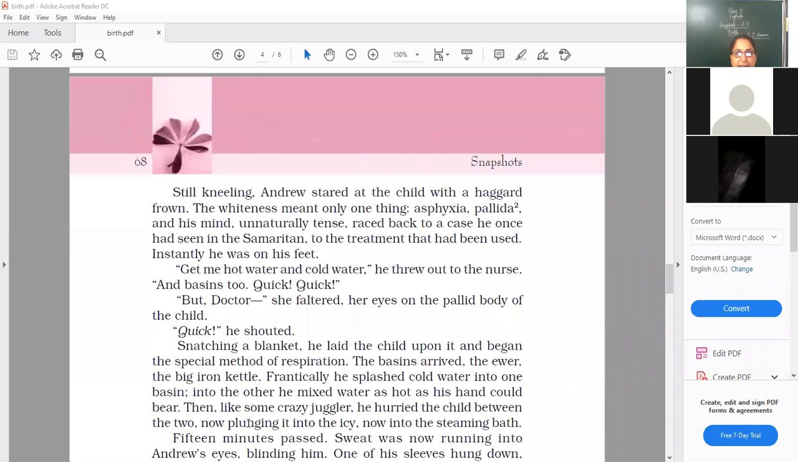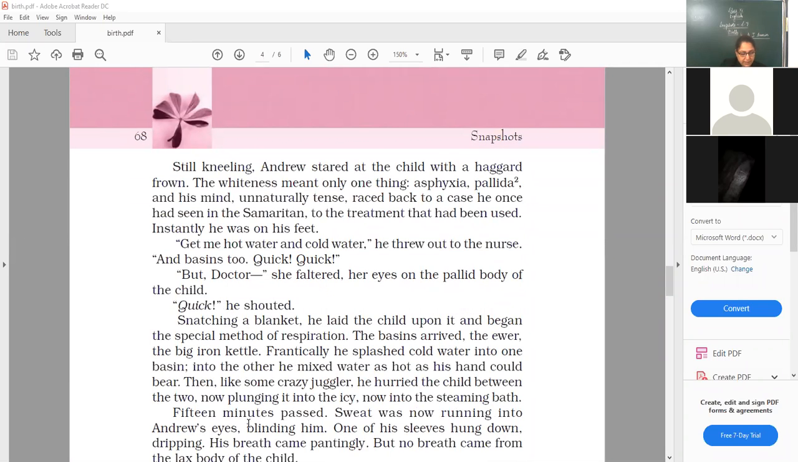Still kneeling, Andrew stared at the child with a haggard frown. What is this haggard frown? It means tired, he's very tired. The whiteness meant only one thing, asphyxia. What is this state of unconsciousness? And then pallida, which is also suffocation due to lack of oxygen. When infants are born, doctors have special ways to bring them to proper life. So the whiteness meant that after birth he had suffered from asphyxia, a state of unconsciousness. He had become pallida, meaning lack of oxygen, and his mind, unnaturally tense, raced back to the case he had once seen in the Samaritan, to the treatment that had been used.